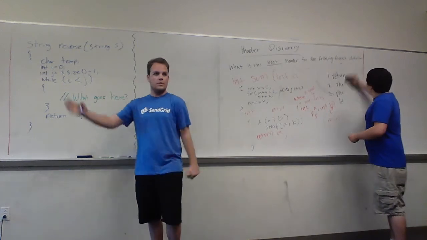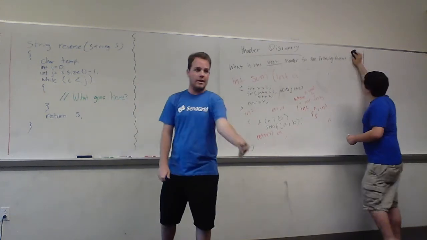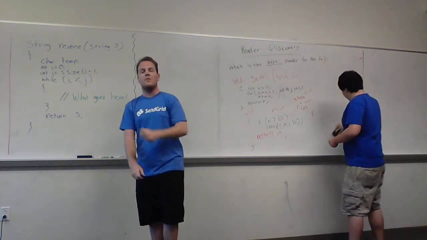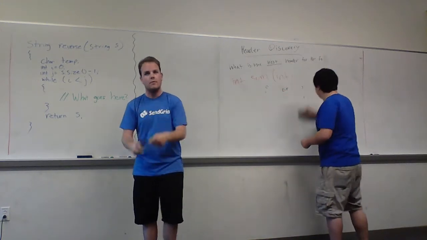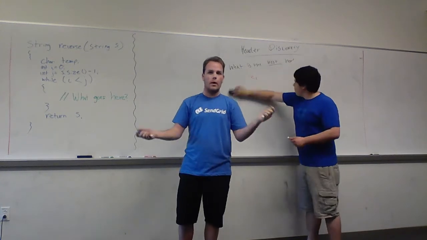Right. Here I have a function, string. It returns a string. It's named reverse. It accepts a string as an argument. What it does is it takes a string in, reverses it, and returns it to wherever it was called.